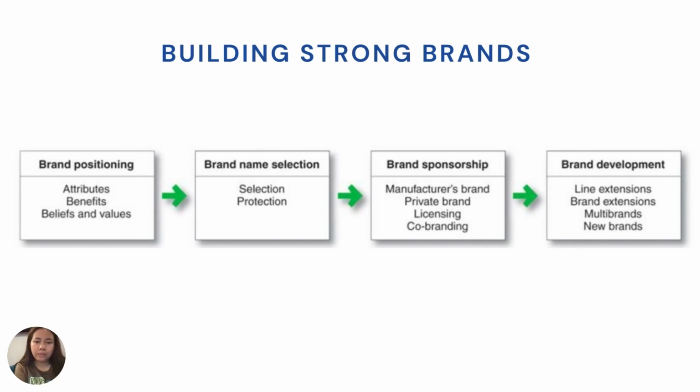Moving on is brand sponsorship. A manufacturer has four sponsorship options. The product may be launched as a manufacturer brand, or the manufacturer may sell to resellers who give the product a private brand. Although most manufacturers create their own brand names, some market licensed brands. Finally, two companies can join forces and co-brand a product.